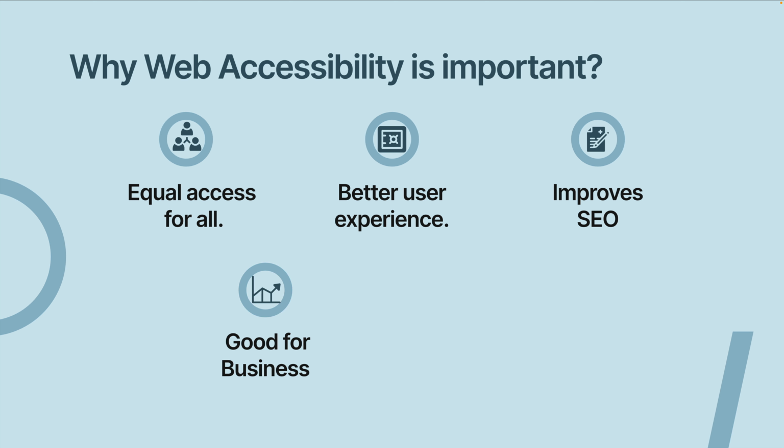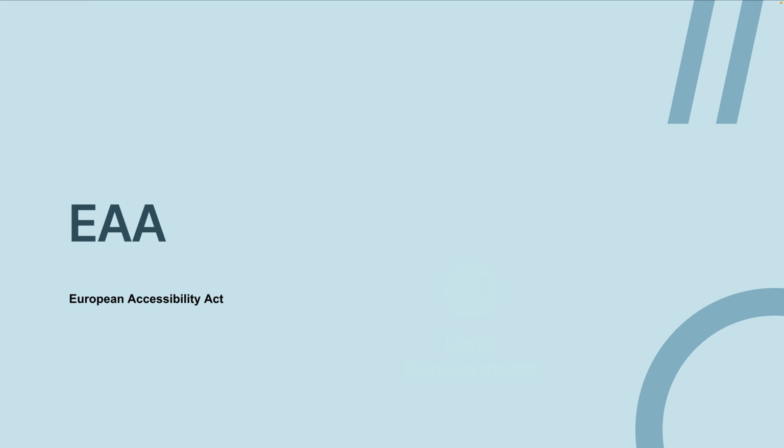Now, besides all these reasons, one of the other important reasons why we should make our website accessible is because now it's a legal requirement. Many countries like US, Canada, EU nations have laws that require your website to be accessible, and ignoring accessibility can lead to lawsuits, fines, and damage to the reputation. One of the legal requirements is from EAA, which is European Accessibility Act.